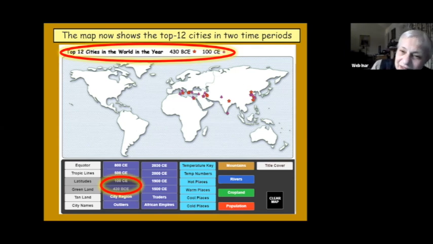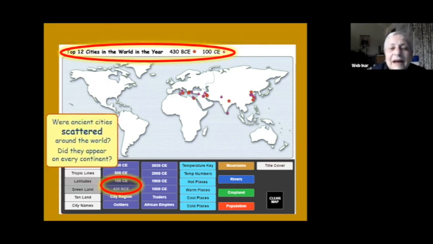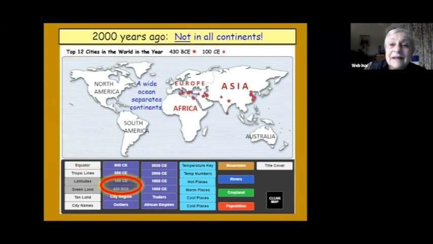And we're going to take a look at these ancient cities. And the first thing to ask of this visual representation, this map, is, are they scattered all over the world? Are they on every continent? And the students, I think, will be able to say, no, they're not on every continent. They are in Europe, Asia, and Africa. They are not, at this time, this early, in North America, South America, or Australia.